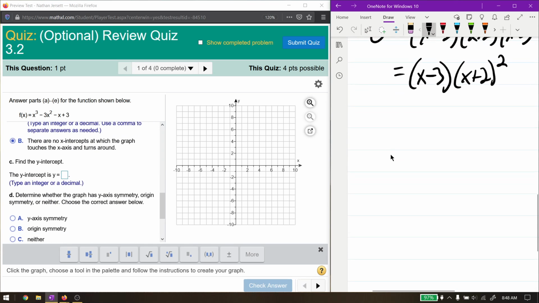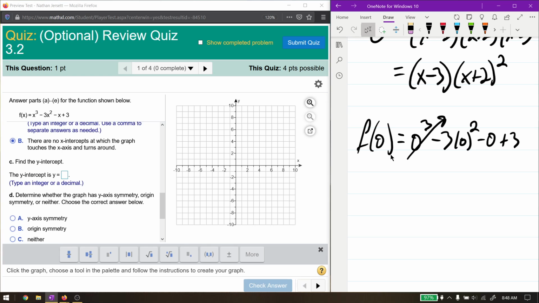Okay, find the y-intercept. This is quite simple to do. You just plug in 0 for x. We get 0 cubed minus 3 times 0 squared minus 0 plus 3. Of course, all of these go away to 0, and we get just 3. The y-intercept of a polynomial will normally be this last constant term. That's going to be 3.